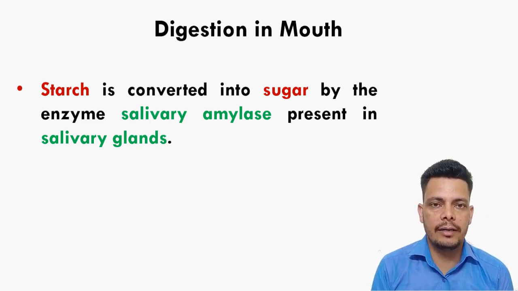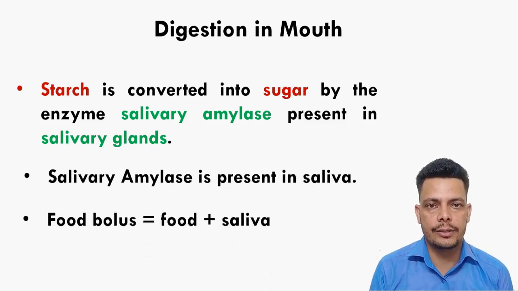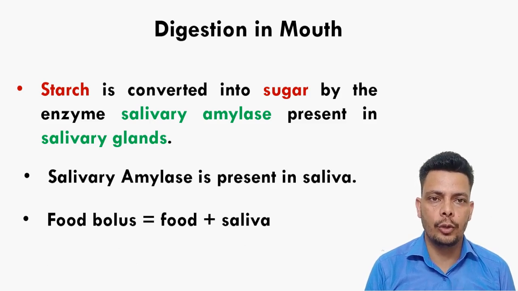There are two functions of saliva. When saliva mixes with the food, it makes the food soft and easy to pass through the digestive tract. And salivary amylase converts the starch into sugar. There is a term in your book, food bolus. What is a food bolus? When saliva mixes with food, it becomes a food bolus. Now where does this food bolus go? It goes into the esophagus.